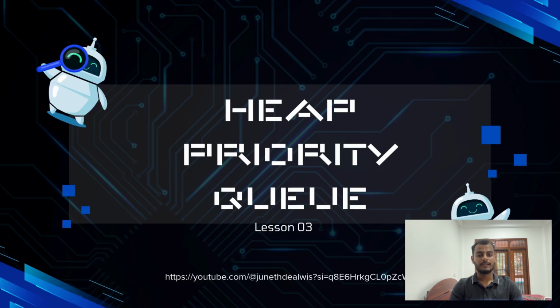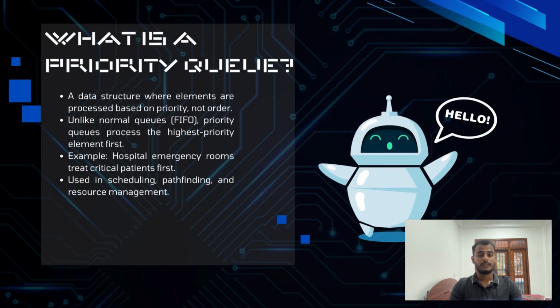So let's get started. What is a priority queue? Let's start by understanding what a priority queue is. A priority queue is a data structure where each element is assigned a priority. Elements with higher priority are dequeued before elements with lower priority, regardless of their insertion order. Think of it as a waiting line where people are sorted by urgency.